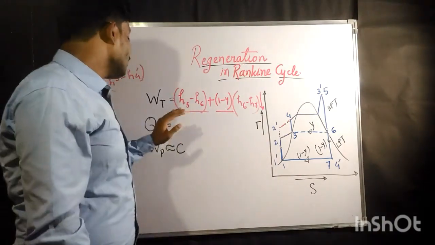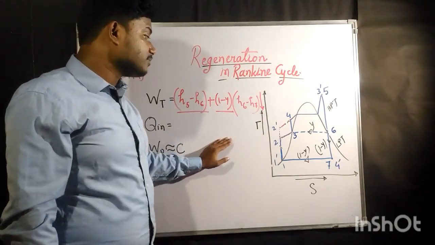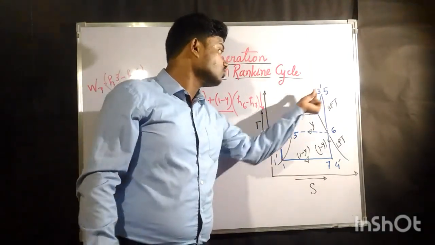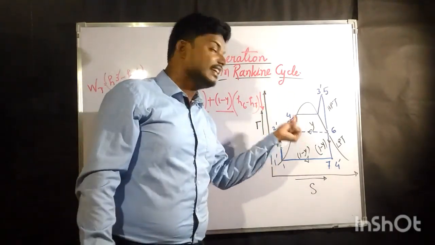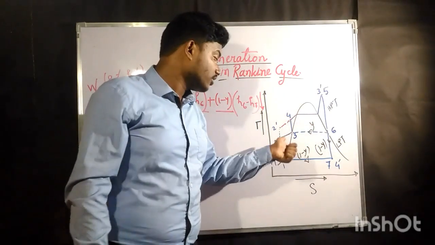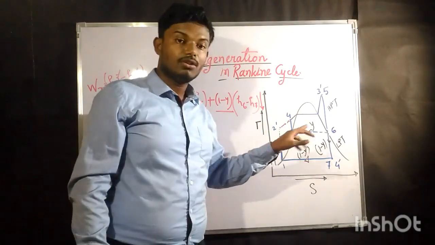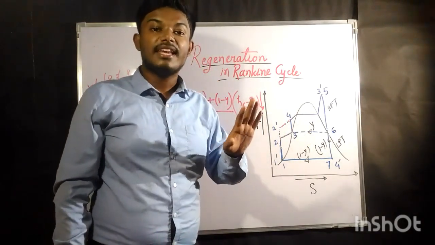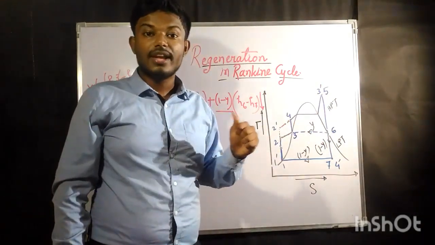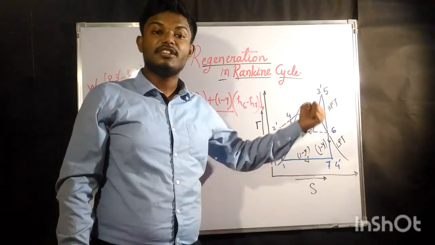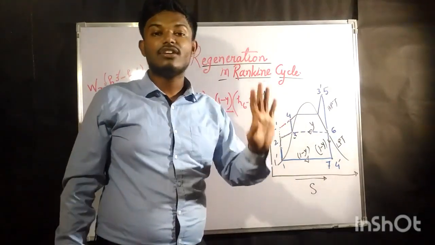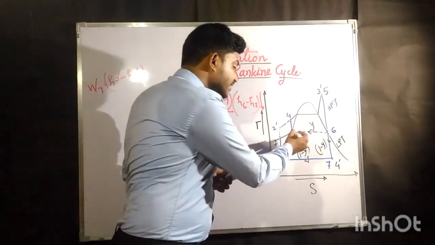Now coming to the heat addition process. In the heat addition process there are also 2 steps of heat addition: 2 to 3 is one step and 4 to 5 is another step. The heat addition from 2 to 3 is not given by us. That heat has been recovered from the partially expanded steam coming out of the high pressure turbine itself. So the heat addition from 2 to 3 is recovered.